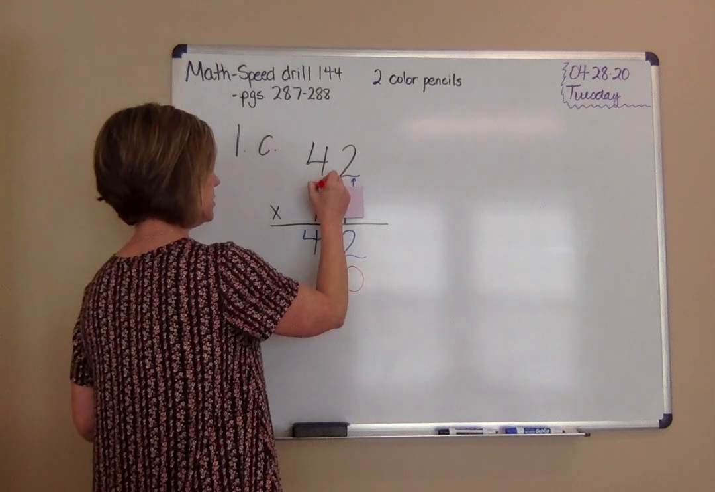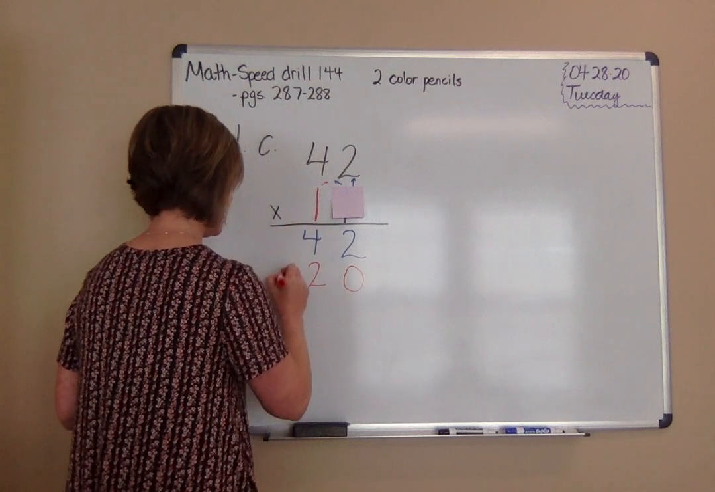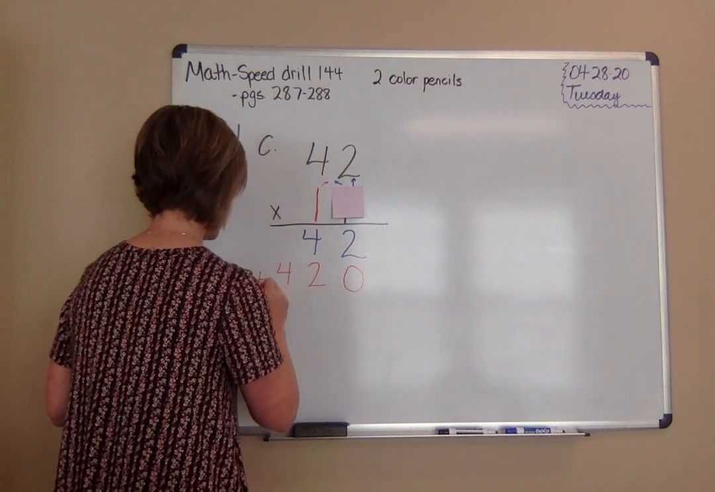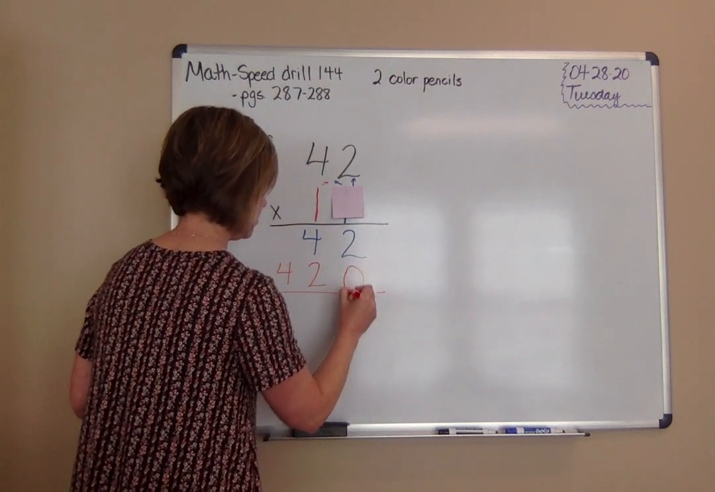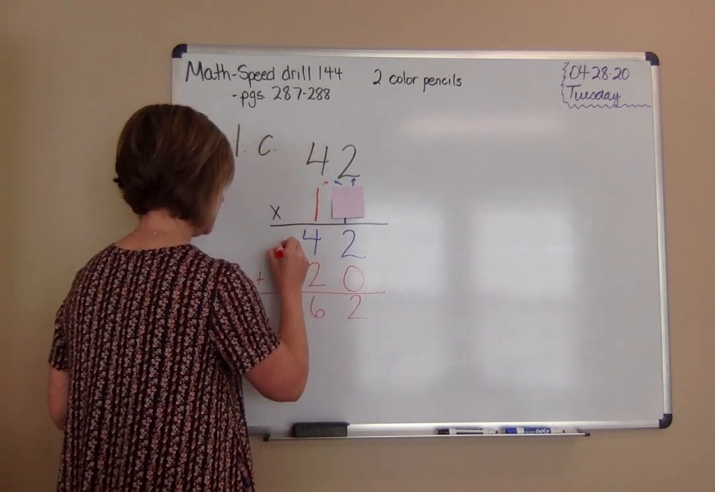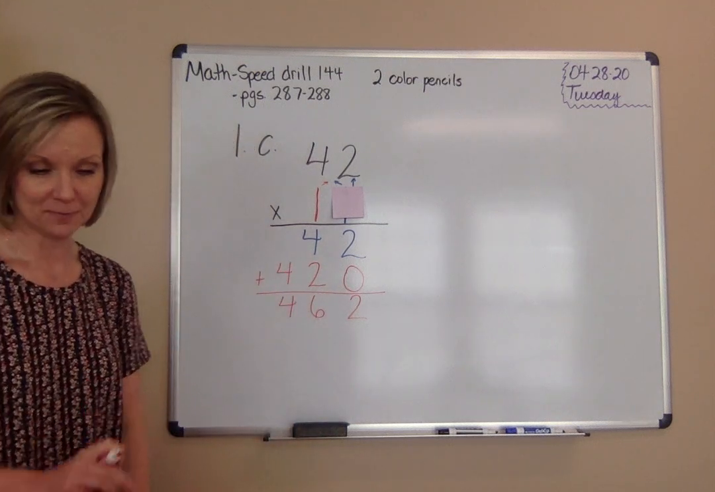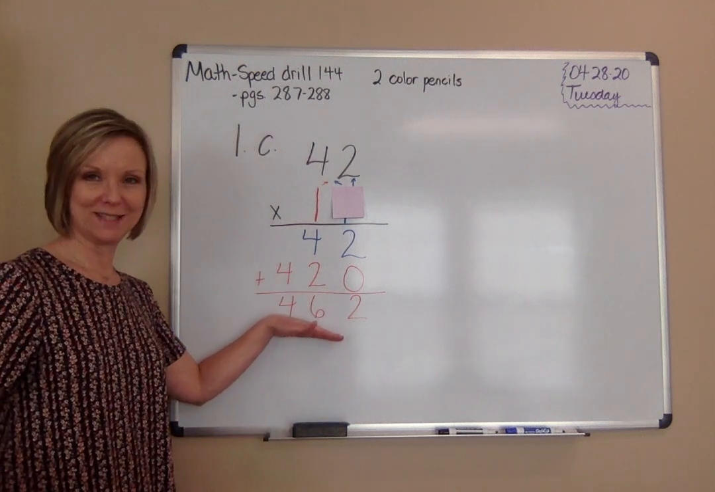Now, 1 times 2 equals 2. 1 times 4 equals 4. And we add. 2 plus 0 is 2. 4 plus 2 is 6. 0 plus 4 equals 4. And I wrote it in red again. I'm sorry. But the answer there is 462.